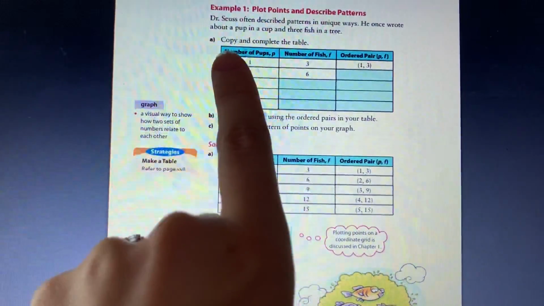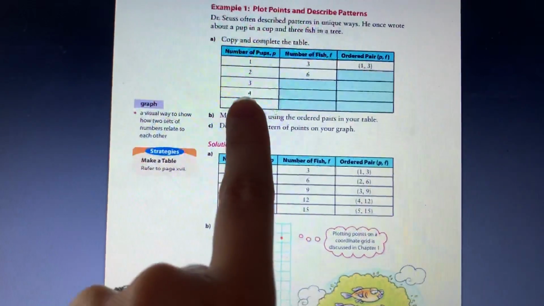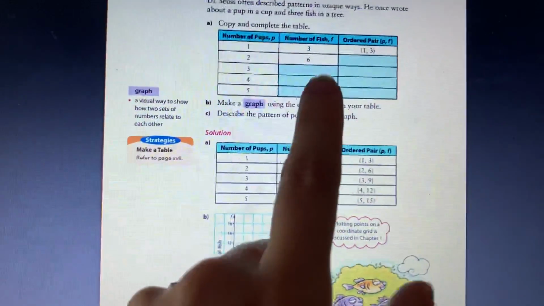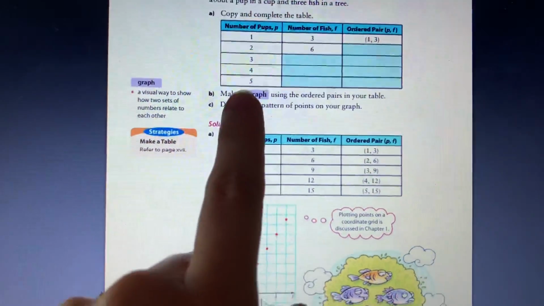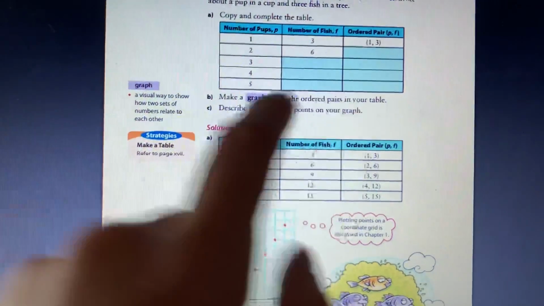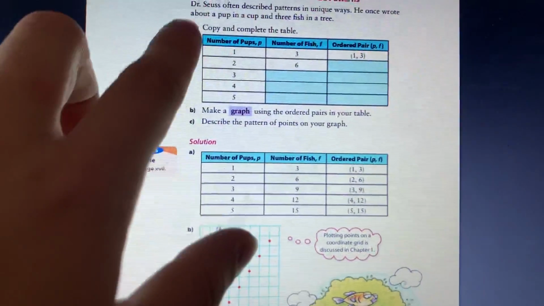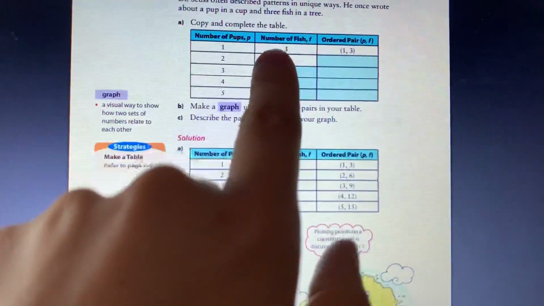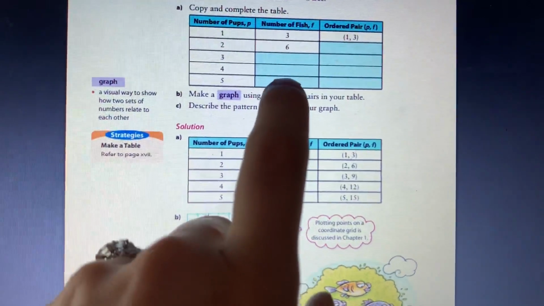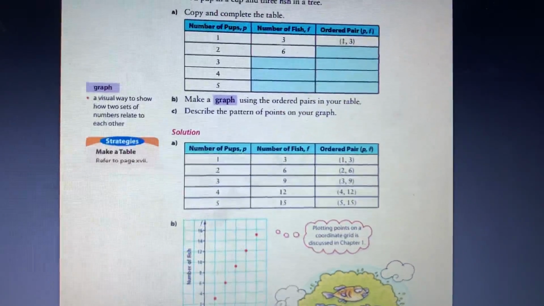And the first thing you're going to do is copy and complete the table. So if you had 3 pups, how many fish would you have? 4 pups and 5 pups. So we can see that this is moving by 1 and this is moving by 3. So you're going to have 9, 12, and 15.